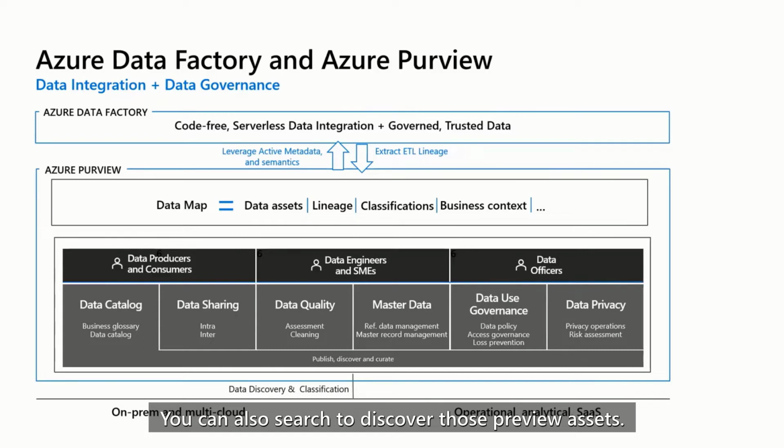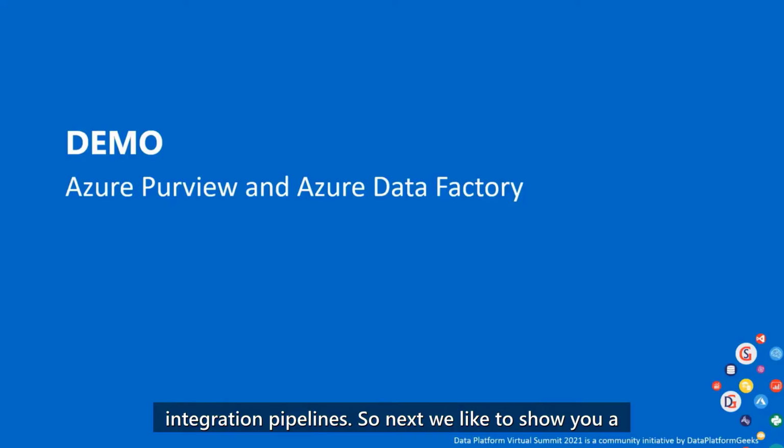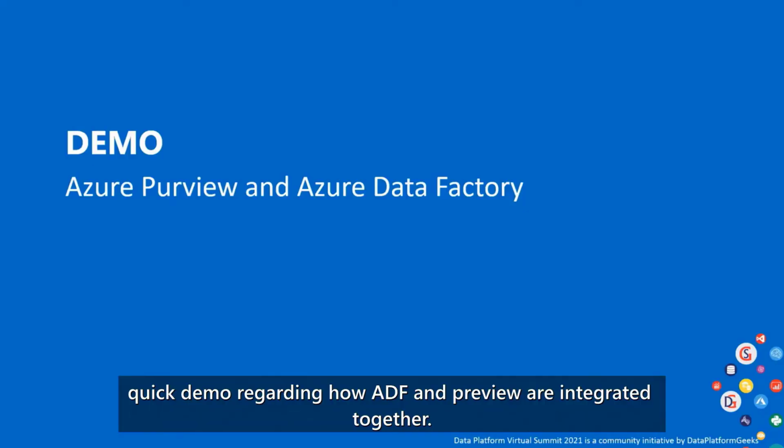On the other hand, once you populate the data catalog in Purview, in ADF you can also search to discover those Purview assets. For example, if you use the data scan in Purview to scan some of your data sources, in ADF you can discover those assets to explore the data, see the properties, and also use those data assets inside ADF to build data integration pipelines. So next, we'd like to show you a quick demo of how ADF and Purview are integrated together.